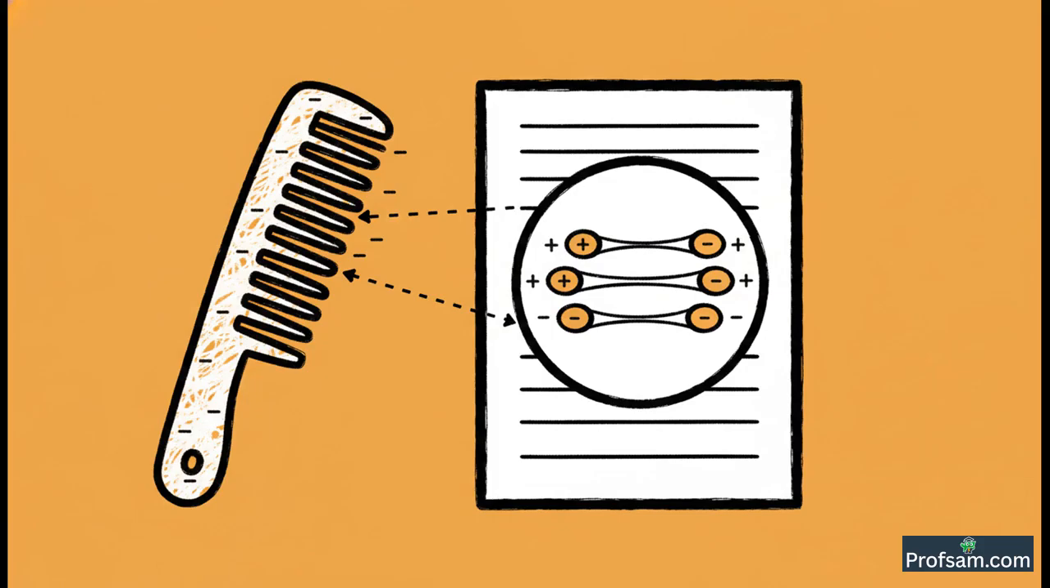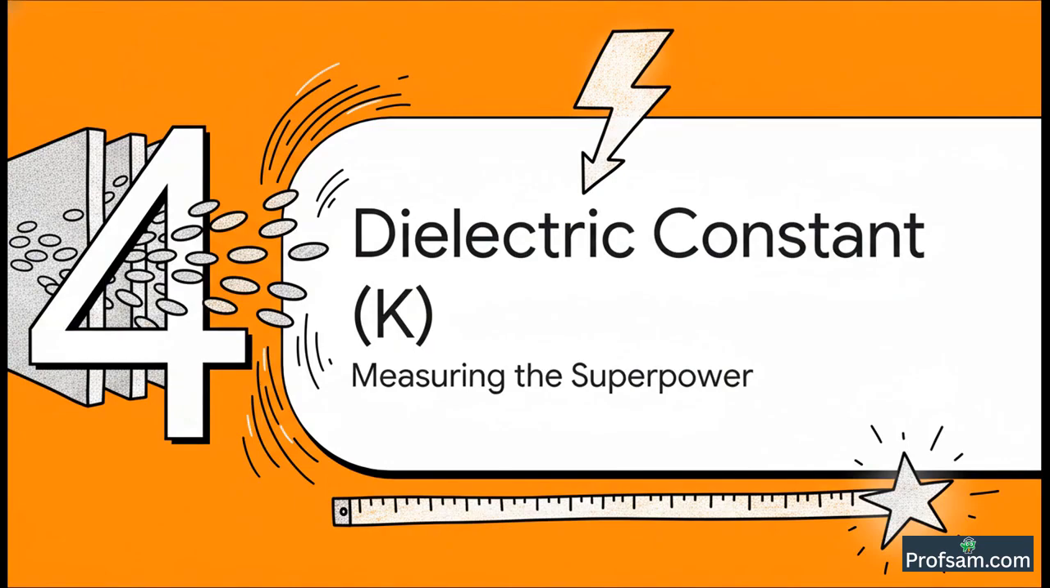So what's happening? The charged comb creates an electric field. This field then polarizes the atoms inside the neutral pieces of paper. So on the side of the paper that's closer to the comb, a tiny opposite charge gets induced on the surface. And since that opposite charge is closer, the force of attraction is just a little bit stronger than the force of repulsion from the charges on the other side. And that's it. That's why the paper jumps up and sticks to the comb. Mystery solved. Excellent work. So now we know what polarization is.